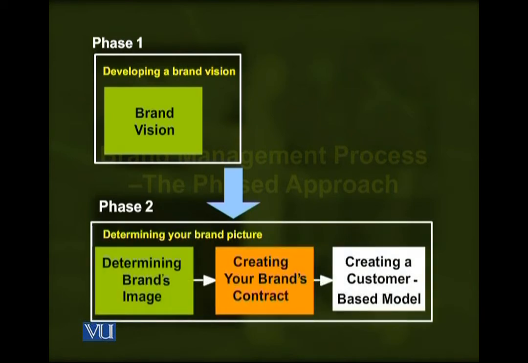If you take a look at the screen, you will see that there are three steps in this phase, starting with creating your brand image, about which we are very clear by now. The second step we are still talking about is developing your brand contract. And the third one, which I shall be talking about in the next lecture perhaps, is creating a customer-based brand model.